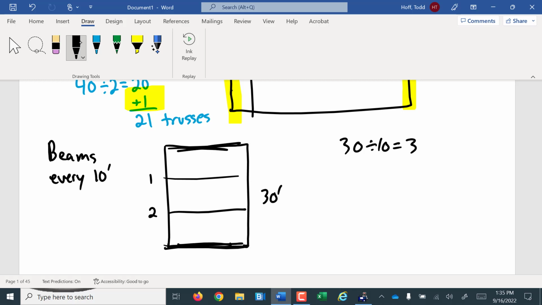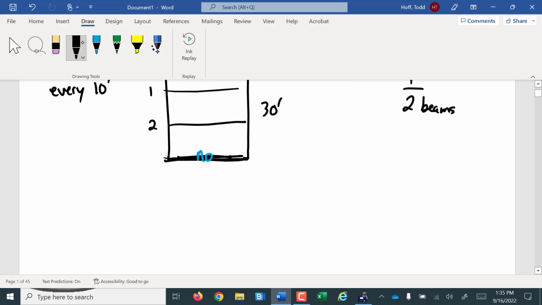We don't need 1 up here. So when we don't need 1 at either end, we actually subtract 1. We only need 2 beams. And again, that's because we don't need 1 at either end. We subtract 1. The same is true for posts.